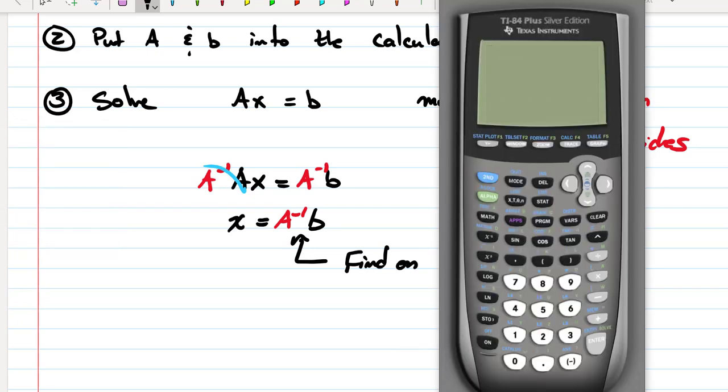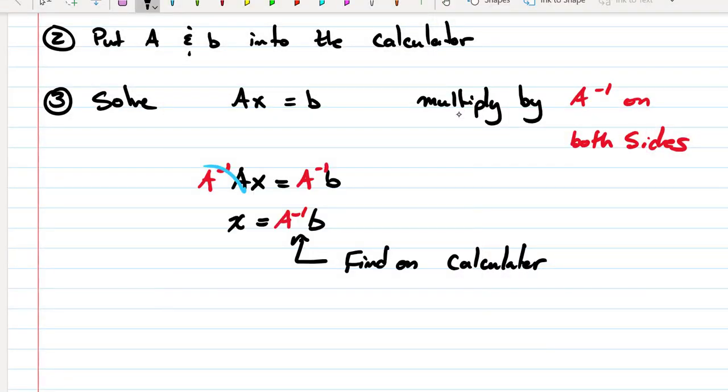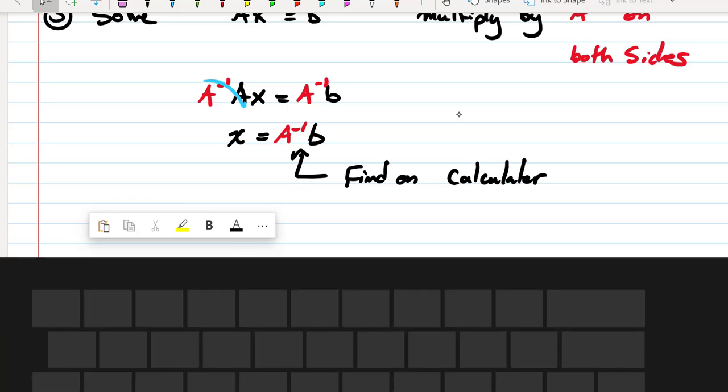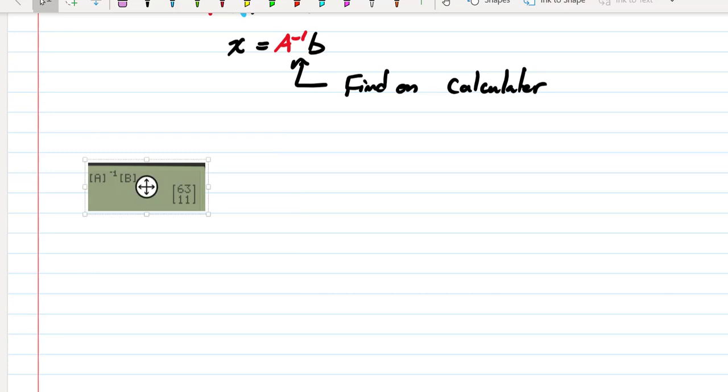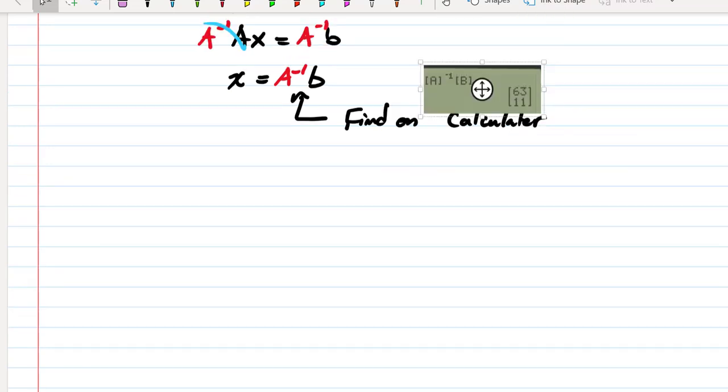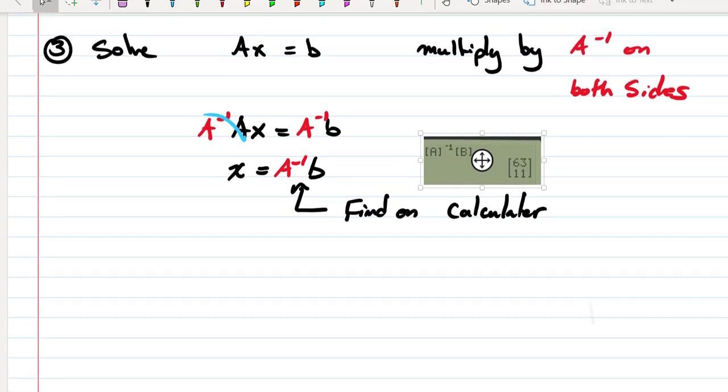So we open up our calculator, go second matrix, grab matrix A, but we don't want A, we want A inverse, so we press our inverse key, times matrix B, so second matrix, and we select matrix B, and we press enter. After our calculator thinks for a moment, it gives us the following as our product. So we found this on our calculator.